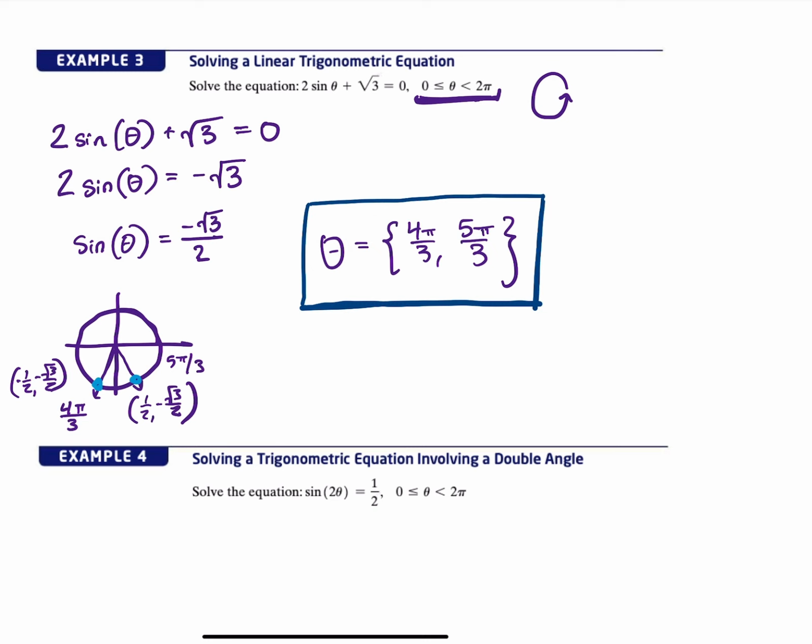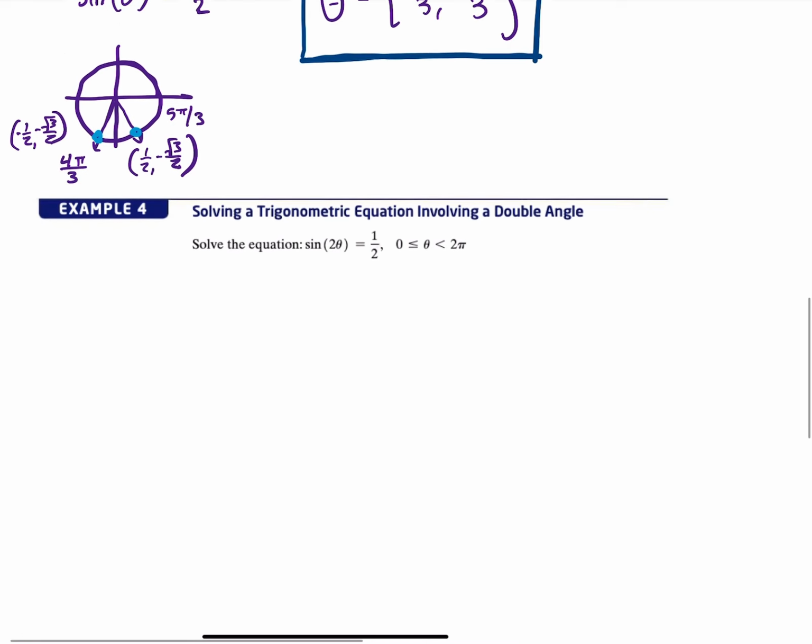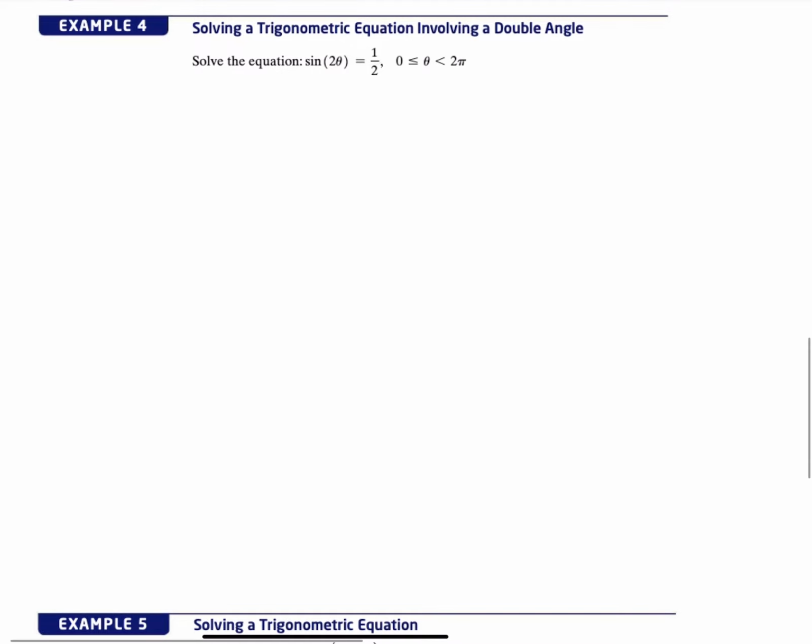All right, let's look at one that's a little bit more complicated. It says solving a trig equation involving a double angle. Let's look at how this one would be different. We're given the sine of 2 theta equals 1/2. And they're saying theta is between 0 and 2 pi. Well, notice now we have not just theta inside, but 2 theta. So this will complicate things a little bit.